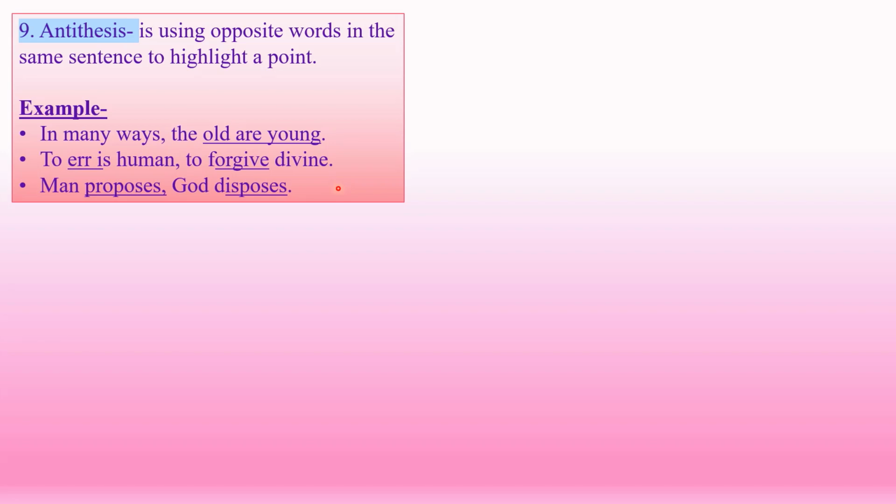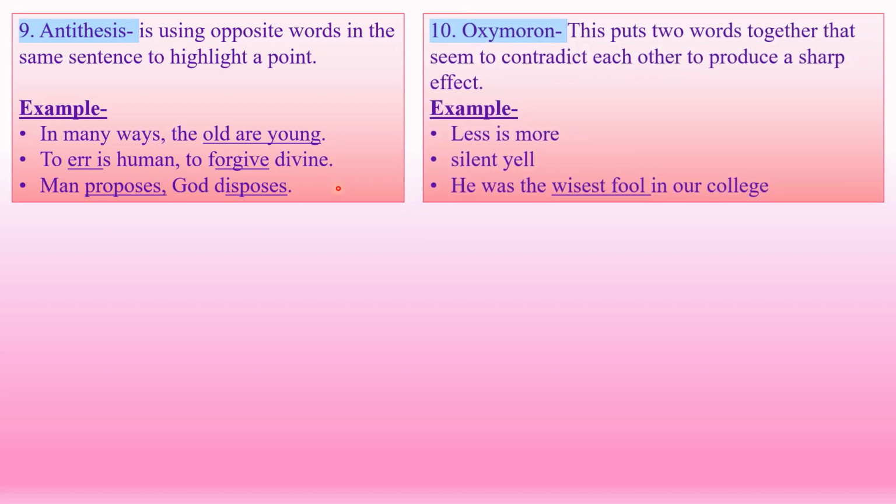Moving on to our next figure of speech, that is oxymoron. Oxymoron puts two words together that seem to contradict each other to produce a sharp effect. For example, less is more. Silent yell. Yell is shouting. How can shouting be silent? But yet, these two contradictory qualities are put together to produce a sharp effect. See the next sentence. He was the wisest fool in our college. Wise and fool. Again, two contradictory qualities are predicated at once of the same thing.